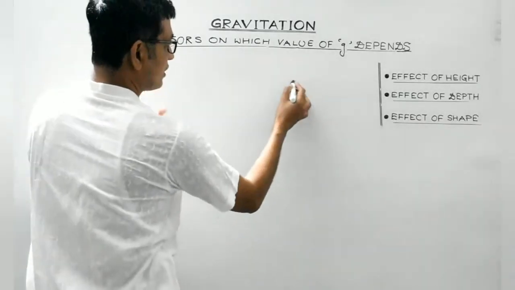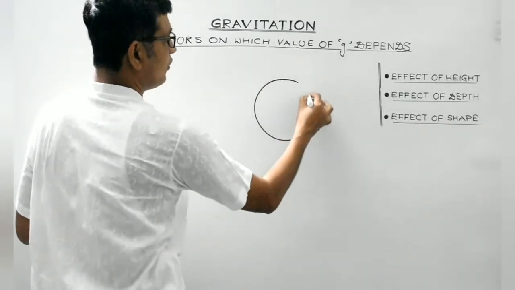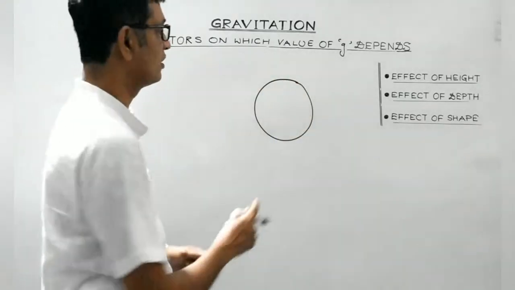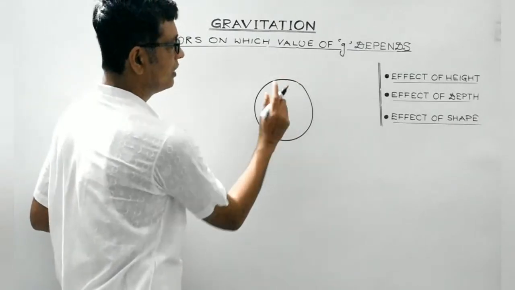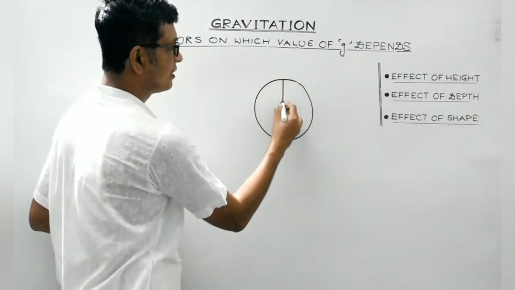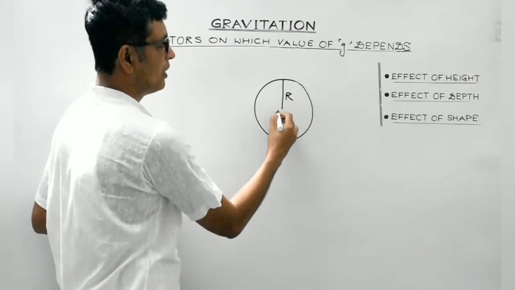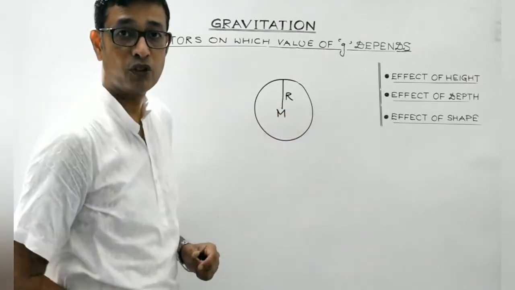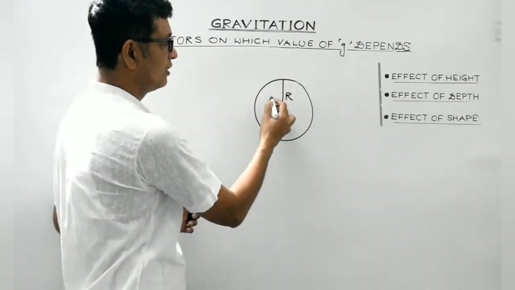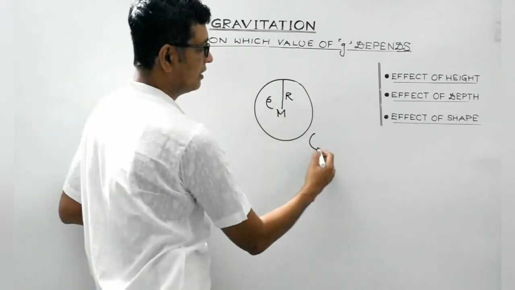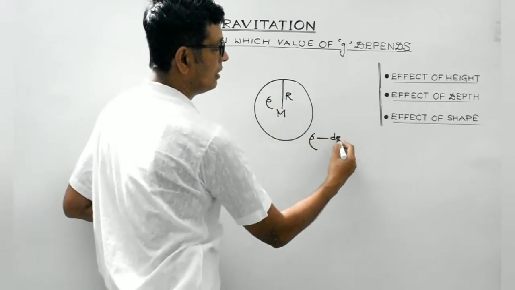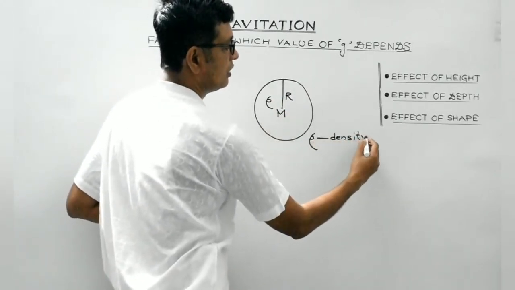So students, as I stated, Earth, for all practical considerations, can be considered to be a sphere of radius r. Its mass is M. Suppose the density of the Earth is rho. Rho is the density of the Earth.